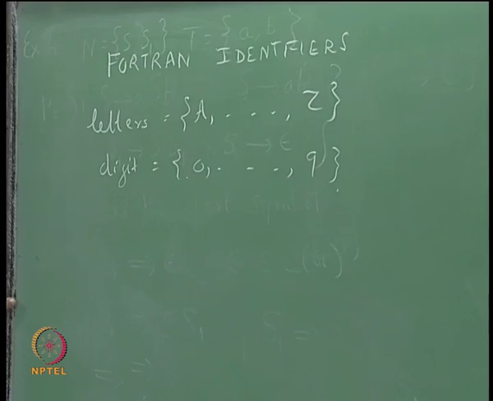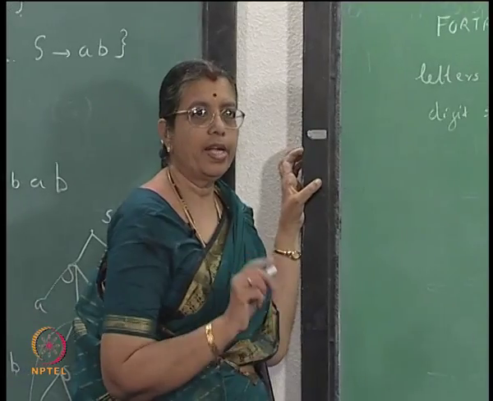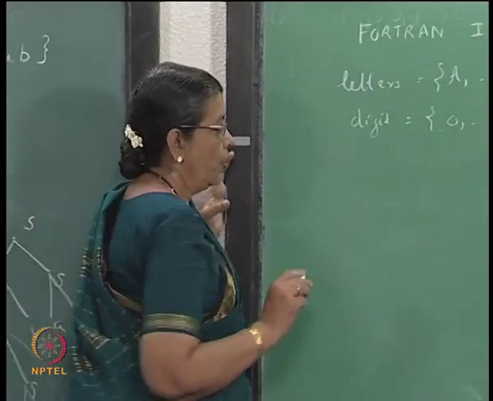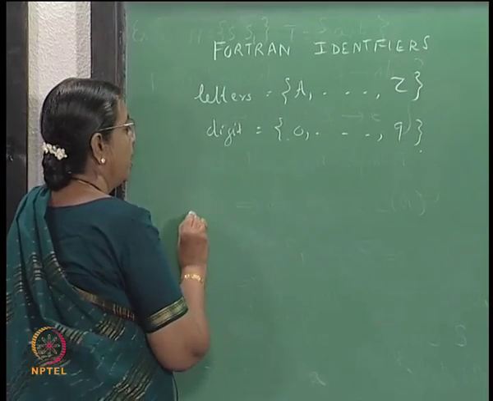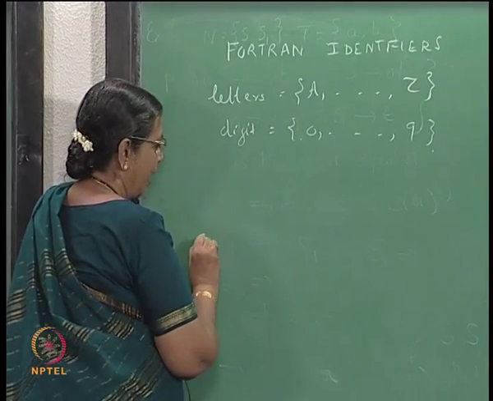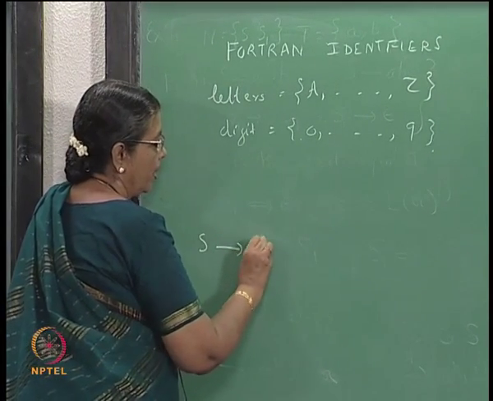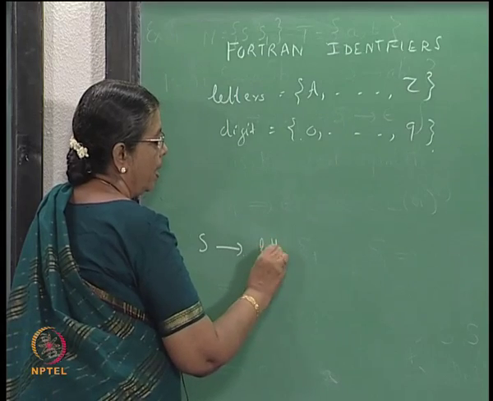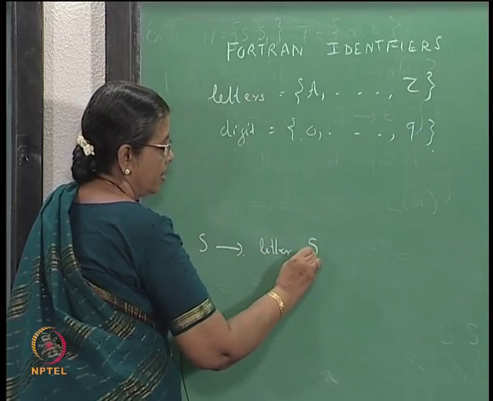So, how can you generate all Fortran identifiers? You can have a non-terminal and all I will write later. S goes to letter S.